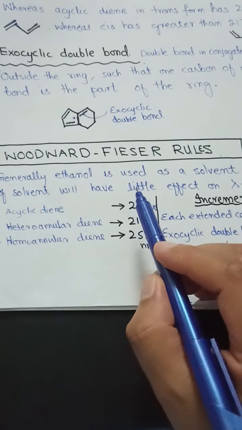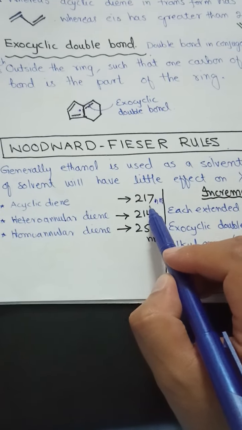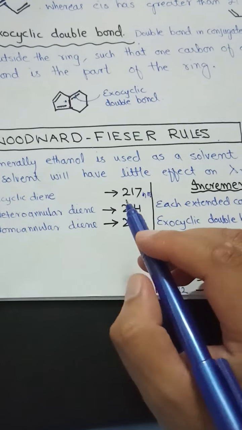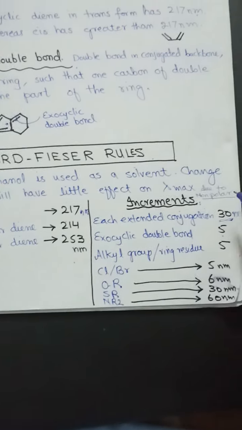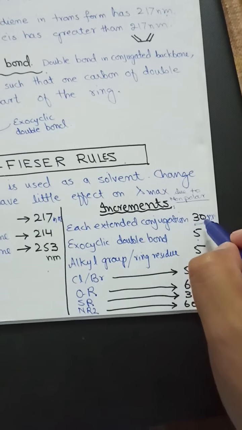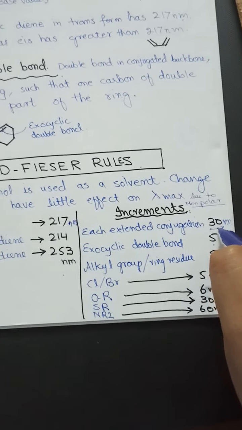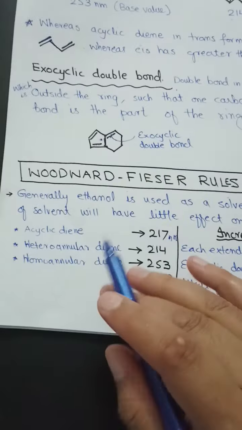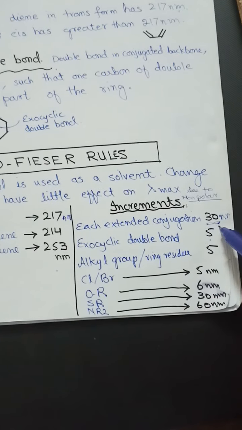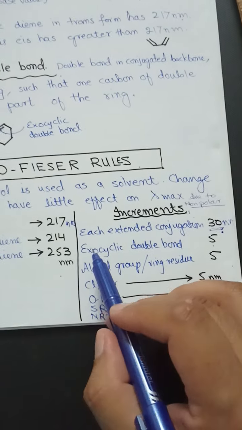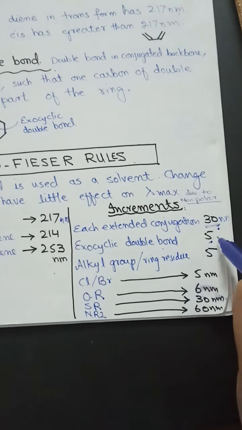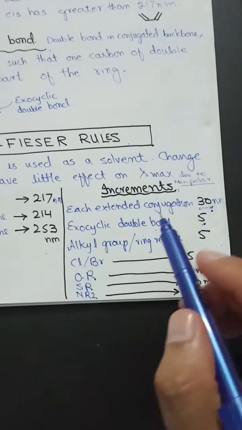For acyclic diene, the lambda max will be 217 nanometer, heteroannular diene 214 nanometer, and homoannular diene 253 nanometer. The increment for each extended conjugation will be 30 nanometer. It means that after a homoannular, heteroannular or acyclic diene, if the conjugation increases, for each double bond 30 nanometer will be added to the base value. For an exocyclic double bond, 5 nanometer will be the increment, and this value will be added to the base value.